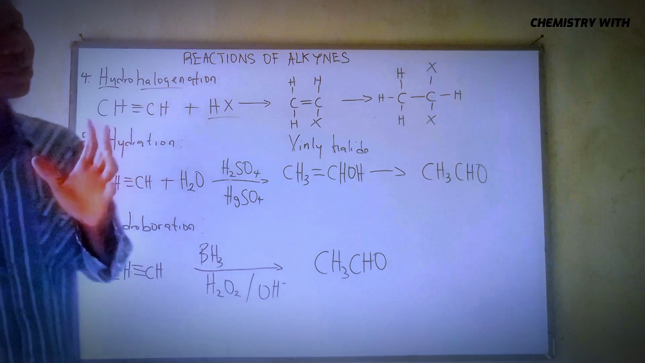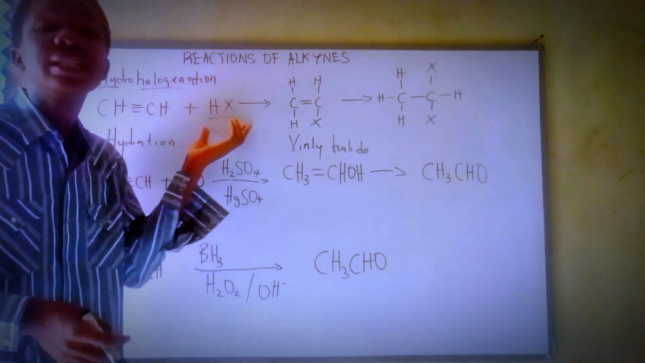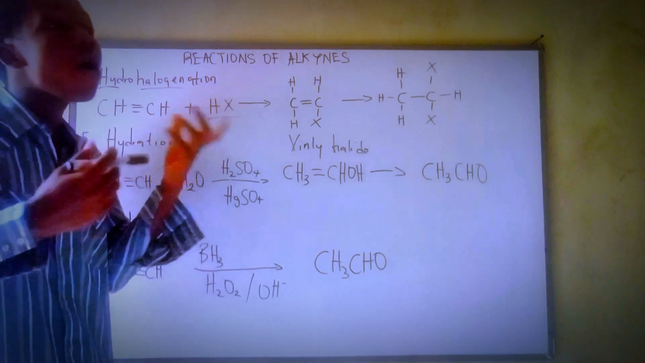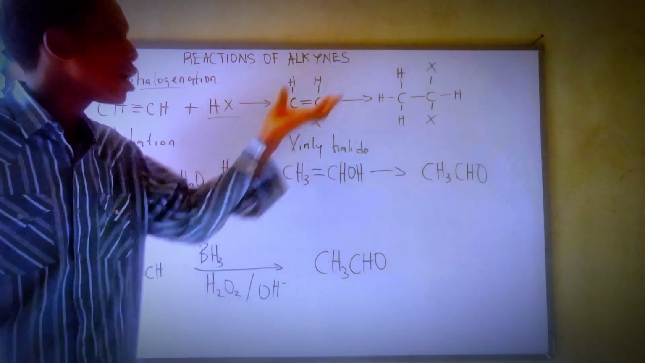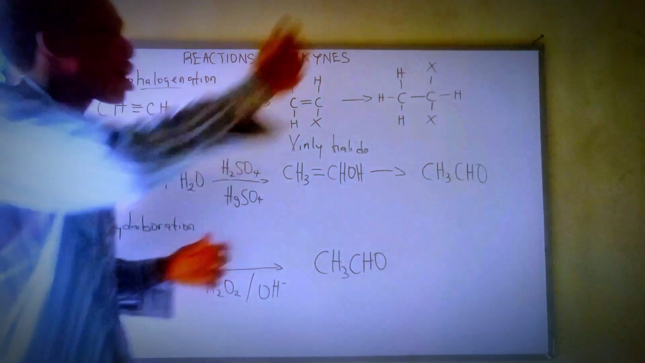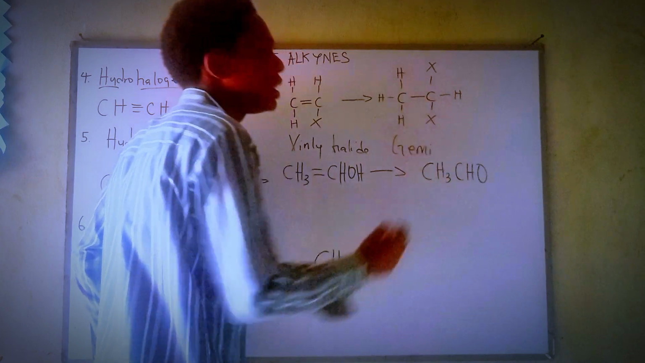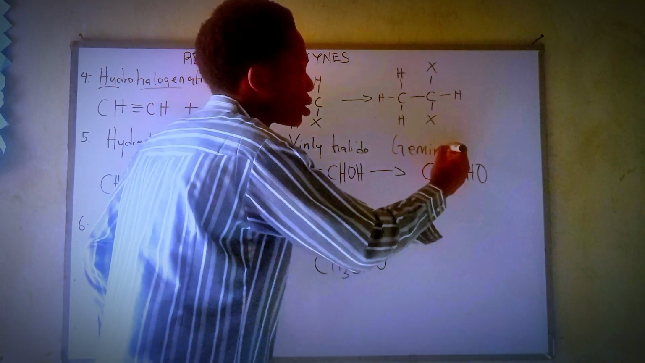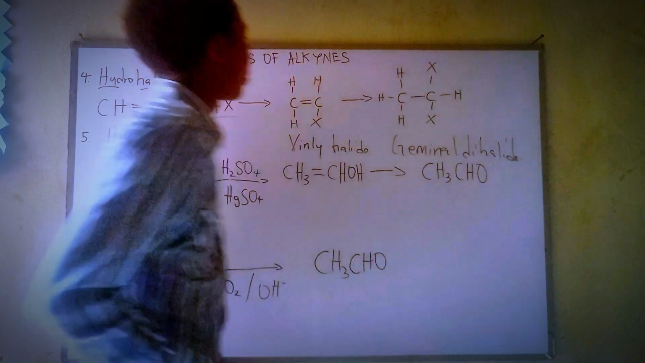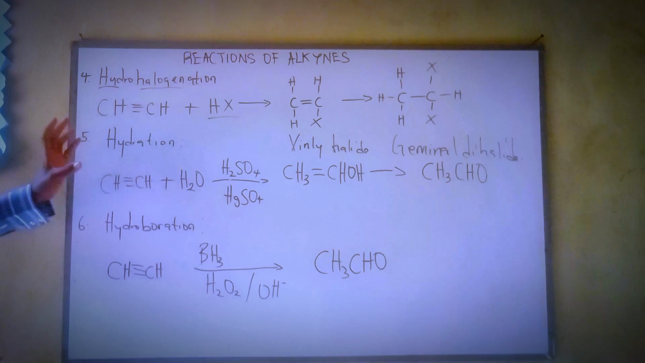But that's not all. That is not our final product. When there is excess hydrogen halide, or when there are 2 molecules of hydrogen halide, we react further. If we further react this with a hydrogen halide, we are going to get our final product, which is a geminal dihalide. Not just any dihalide, but a geminal dihalide. Alright, so on that note, let's look at the other reactions we have here.